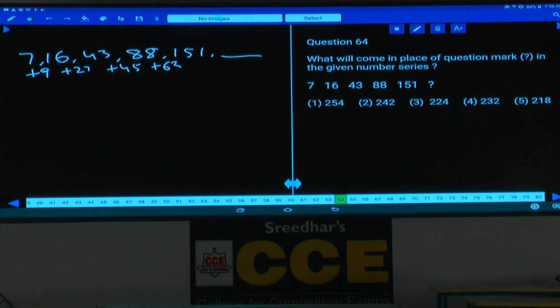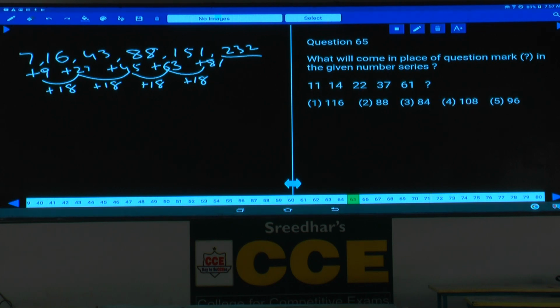And 88 and 151, the difference is how much? 63. Then 9, 27, 45 and 63. 9 and 27, what is the difference here? 18. And 27 and 45, the difference is again 18. And 45 plus 18 is 63. And finally 63 plus 18 is how much? 81. Hence 151 plus 81 is 232. Now 232, that is choice 4. Question number 64, choice 4.